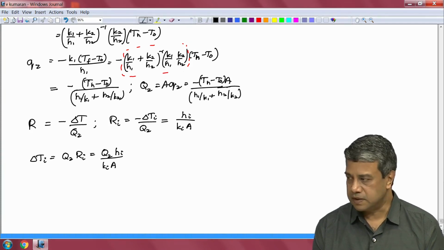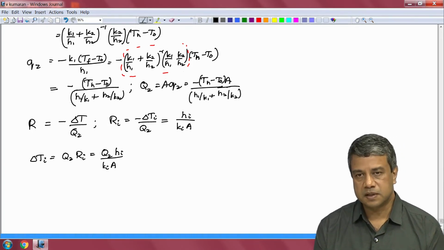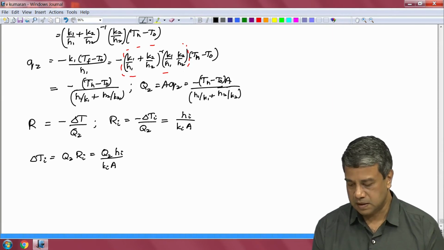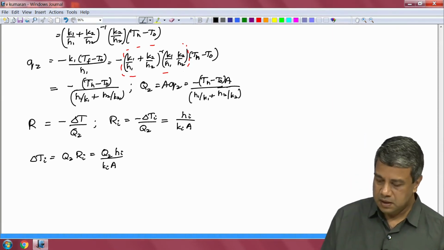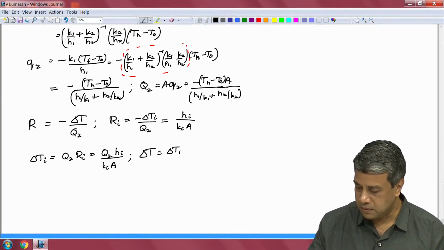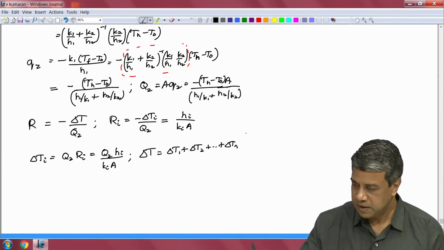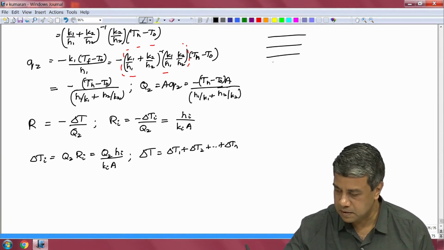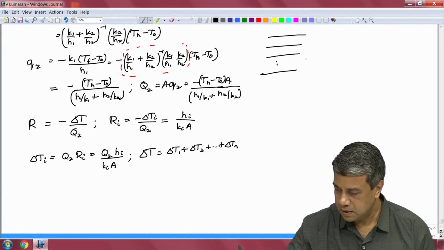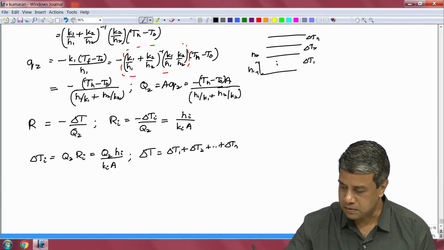The heat flux for this series configuration is the same for all of the slabs. The temperature difference is not the same. The heat flux is the same. The temperature difference is not the same. Okay. Therefore, the total temperature delta T is equal to delta T1 plus delta T2 plus etc. plus delta Tn. If I had a configuration with multiple slabs, delta T1 is the temperature difference here, delta T2 etc. delta Tn, and they have different thicknesses H1, H2 etc. Hn.